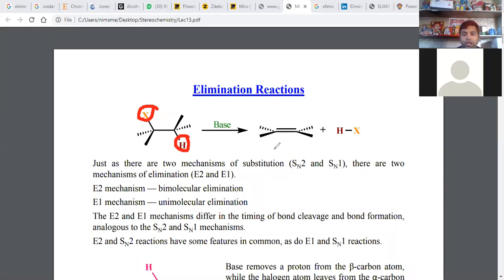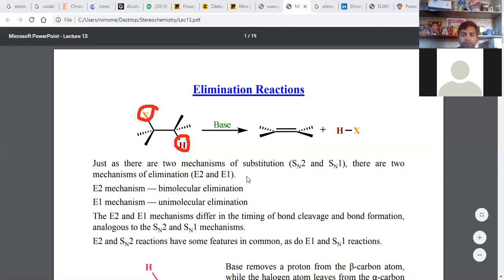We have different types of elimination reactions: E1 elimination reactions and E2 elimination reactions. E1 means unimolecular elimination reactions, and E2 elimination reactions are known as bimolecular elimination reactions. We'll discuss the E1 mechanism and the E2 mechanism.